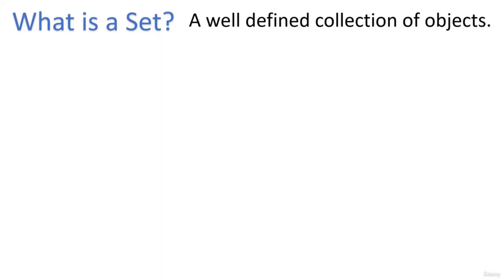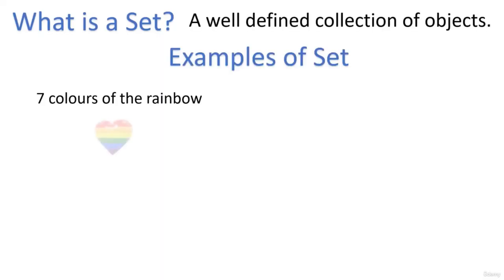And to understand set theory, we need to first understand the meaning of the term set. Okay, so what is a set? A set is nothing but a well-defined collection of objects. I'll give you a few examples of sets. The 7 colors of the rainbow: violet, indigo, blue, green, yellow, orange, red. It's a well-defined collection of objects.